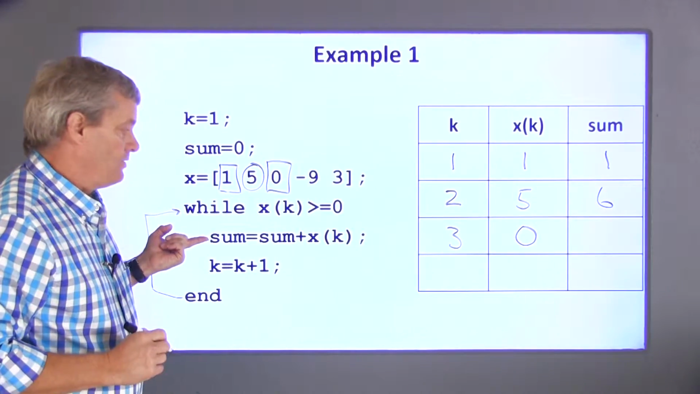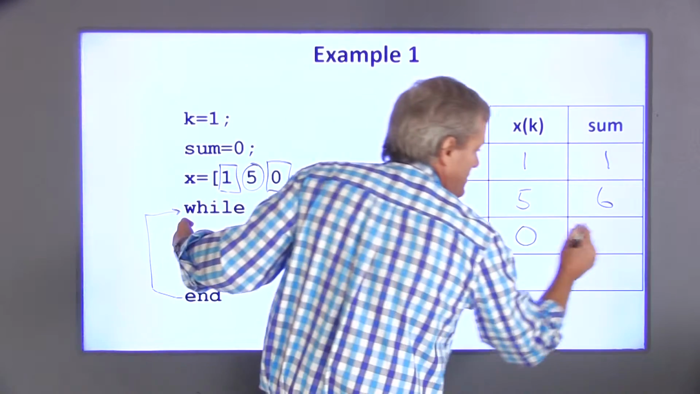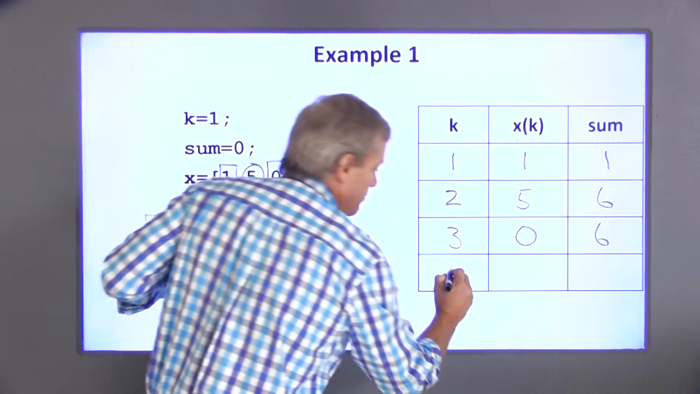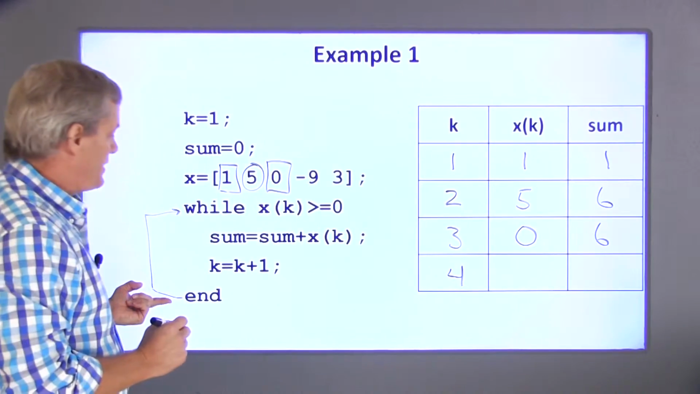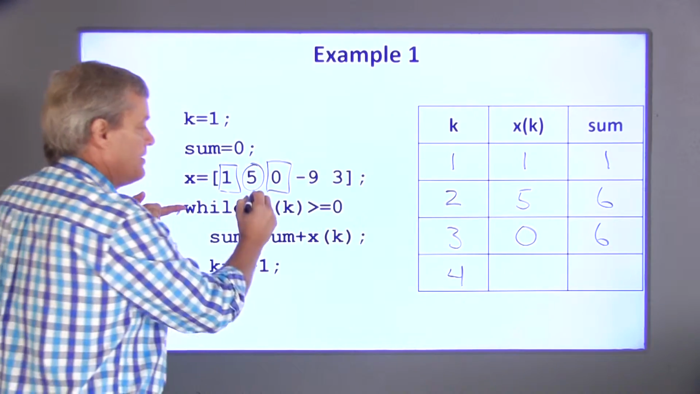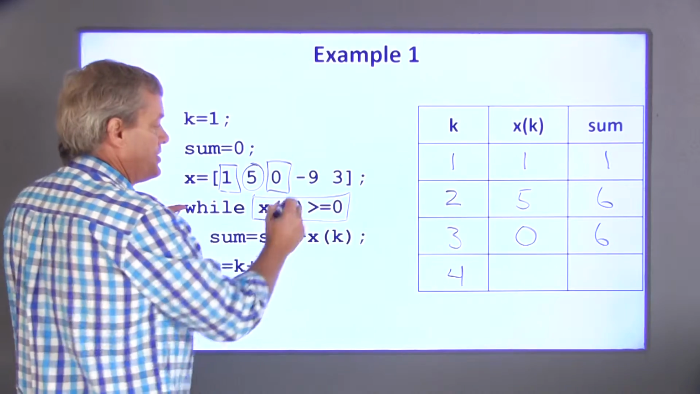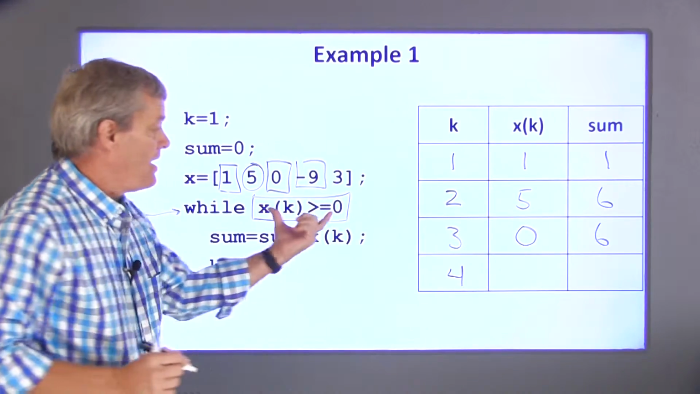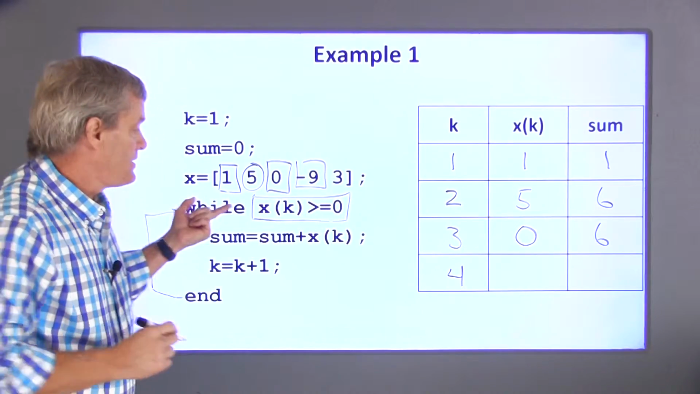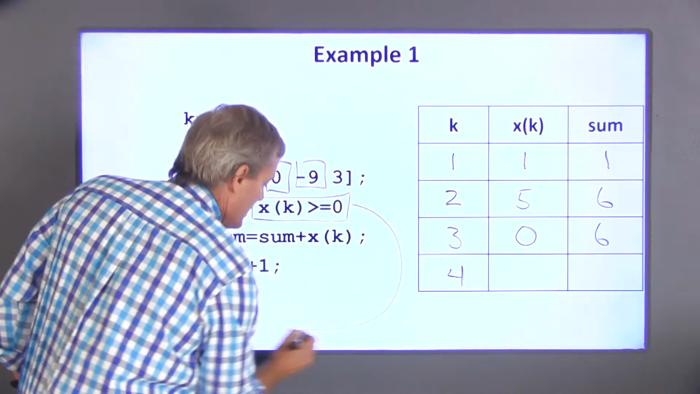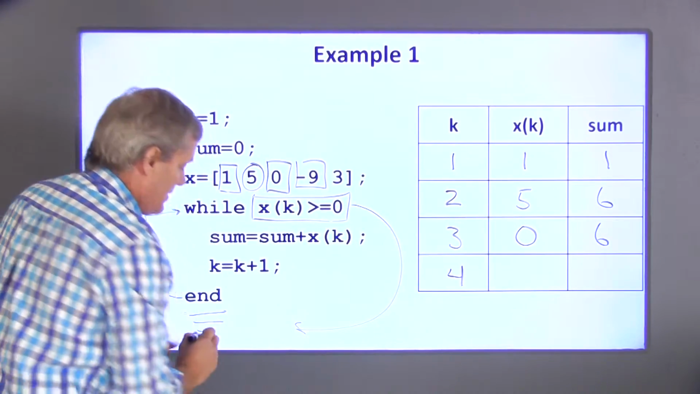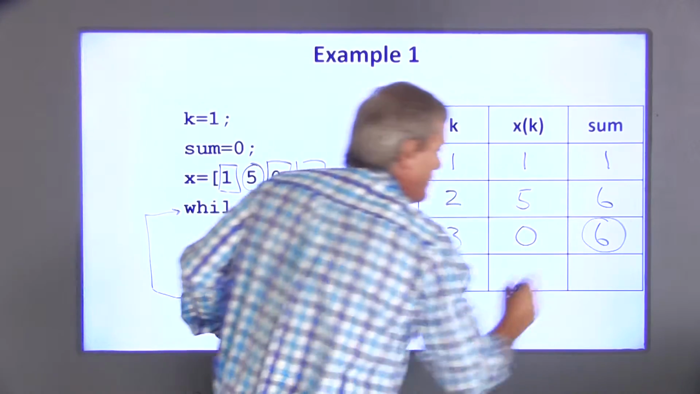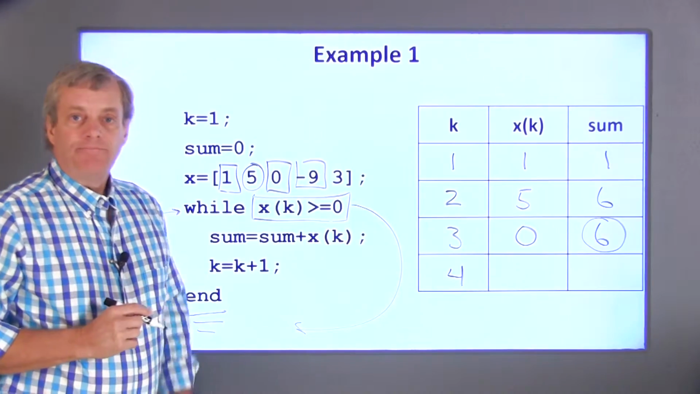And I enter the while loop. 6 plus 0 is 6. K is set equal to k plus 1. The end statement is encountered. I go up here, evaluate this expression. So x of 4 is equal to -9. This is now false, and I stop executing my while loop. I go down and pick up and do anything after the end statement. So when all is said and done, sum is 6.